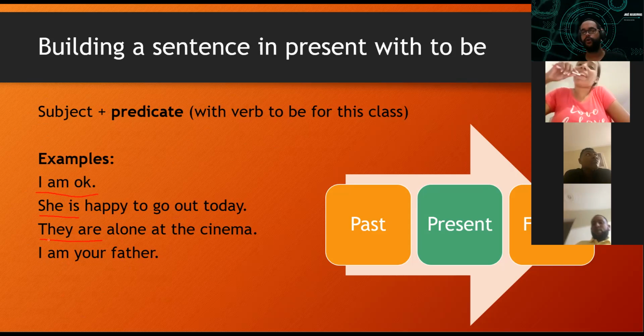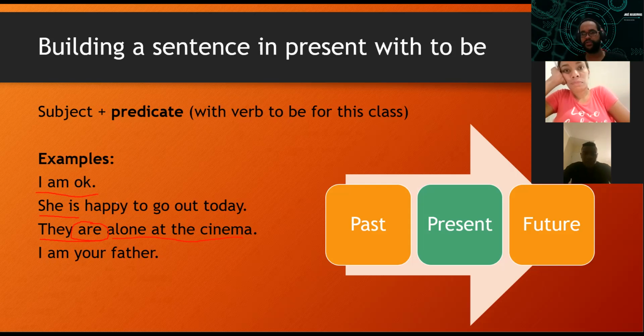Got it. So this one, if I want to change it to past, I will change the verb to be. And are changes in past to were. So I should say, they were alone at the cinema, right? Also, if I go down to the last one, I am your father, and I want to change it to past, I can say, I was your father.